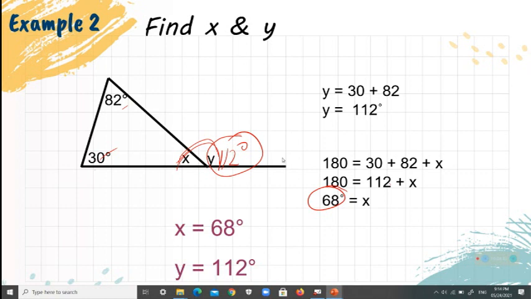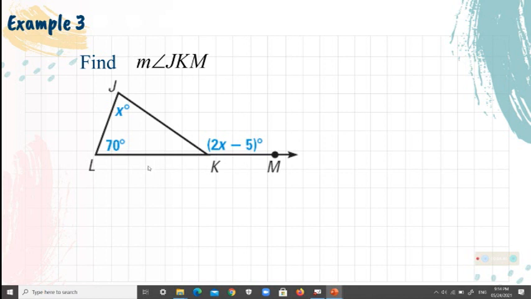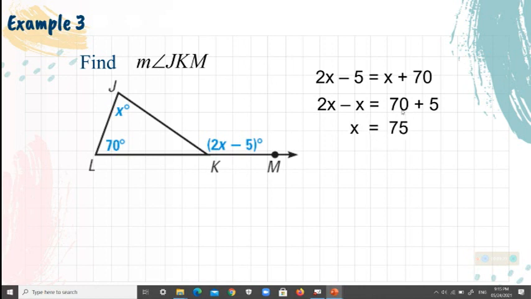Okay? Next, let's have example 3. So, given the figure, you are going to find the measure of angle JKM. Okay? So, JKM is the exterior angle. So, we have to take note that, again, this is equal to the sum of the measures of the two remote interior angles. So, you have to equate 2x minus 5 is equal to x plus 70, and then you are going to solve using addition property of equality. Then you will obtain 2x minus x is x and 70 plus 5 is 75. Okay? So the value of x now is 75.